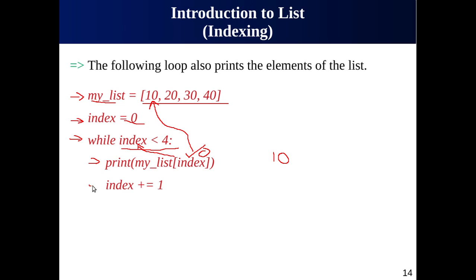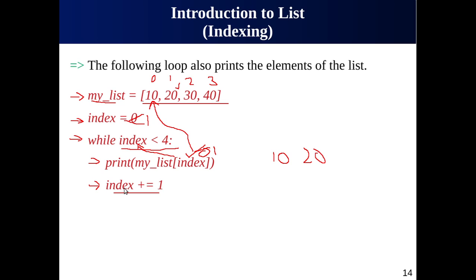The value is 10. So it will display 10 on the screen. And then in the next statement, we increase the value of index by 1. So the previous value of index was 0. The new value of index will be 1. Check the condition: is 1 less than 4? Yes, the condition is true. Come here and display again. My list, now the index is 1. This is my list. This is index. This is actually 0, 1, 2, and 3, the positions of each element. So what is the element stored at my list 1 position? The element here is 20. So it will display 20 on the screen.